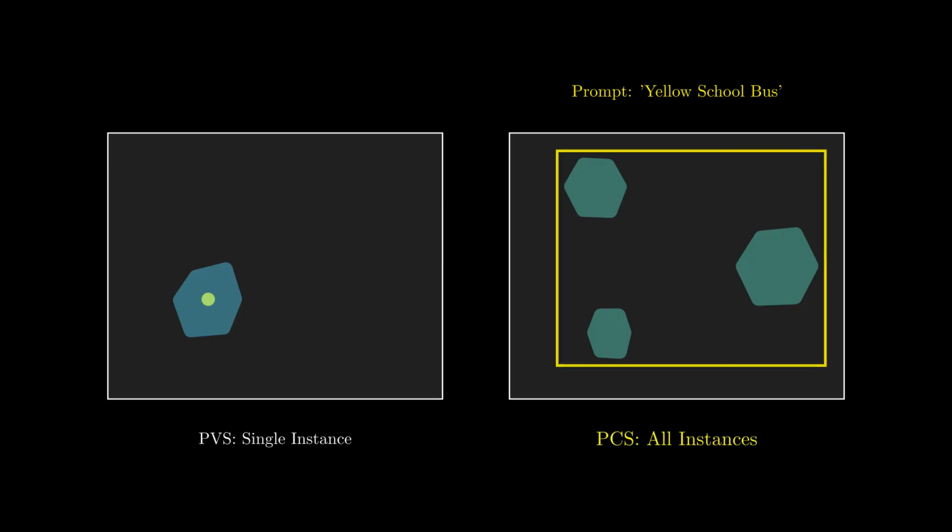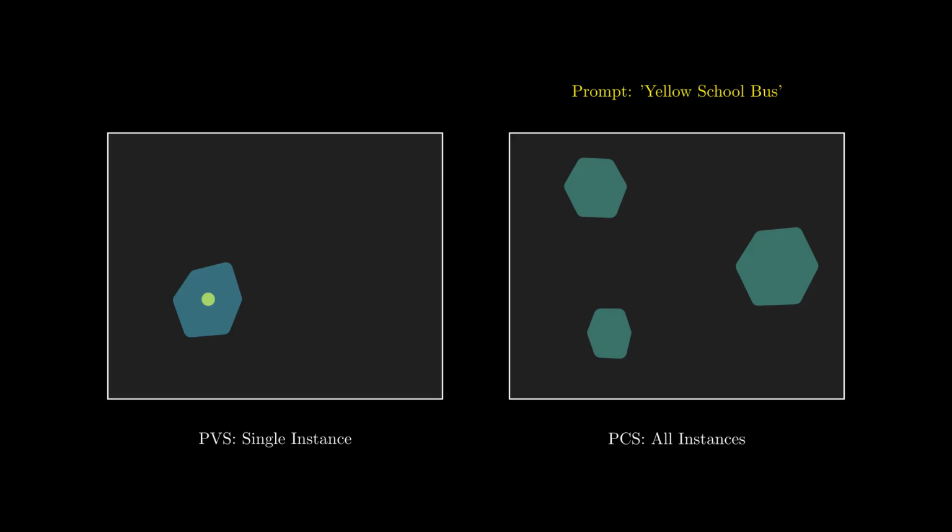This is powerful, but it has a limitation. What if we want to find every instance of an object in a scene without clicking on them individually? Enter SAM3 and Promptable Concept Segmentation. Here, instead of a spatial click, we provide a semantic concept, like the noun phrase yellow school bus. Notice the difference. The model doesn't just look at one spot. It scans the entire image and segments all matching instances simultaneously. This shift from segmenting a visual target to segmenting a semantic concept is the core problem SAM3 solves.